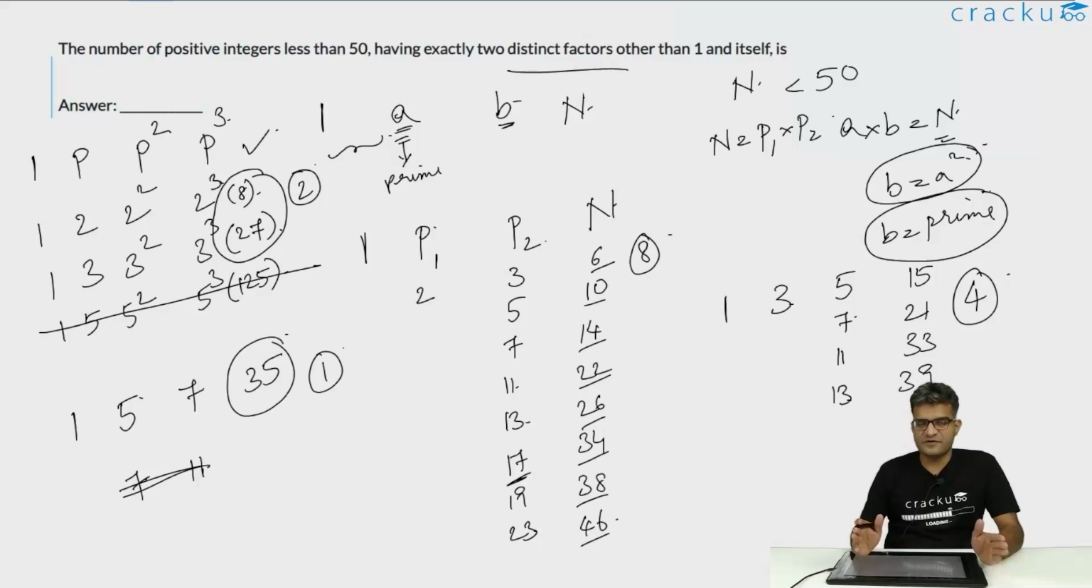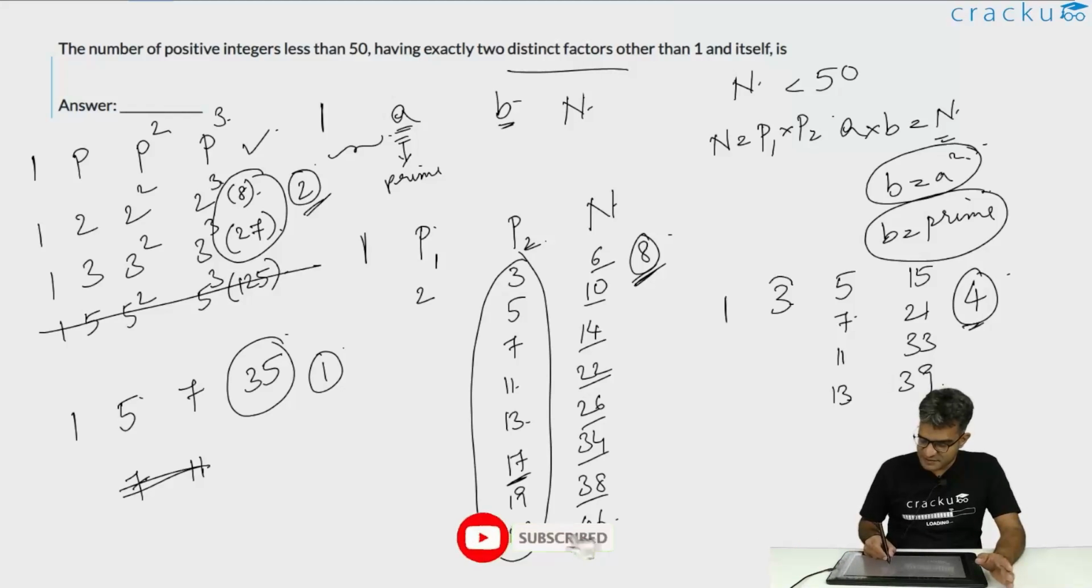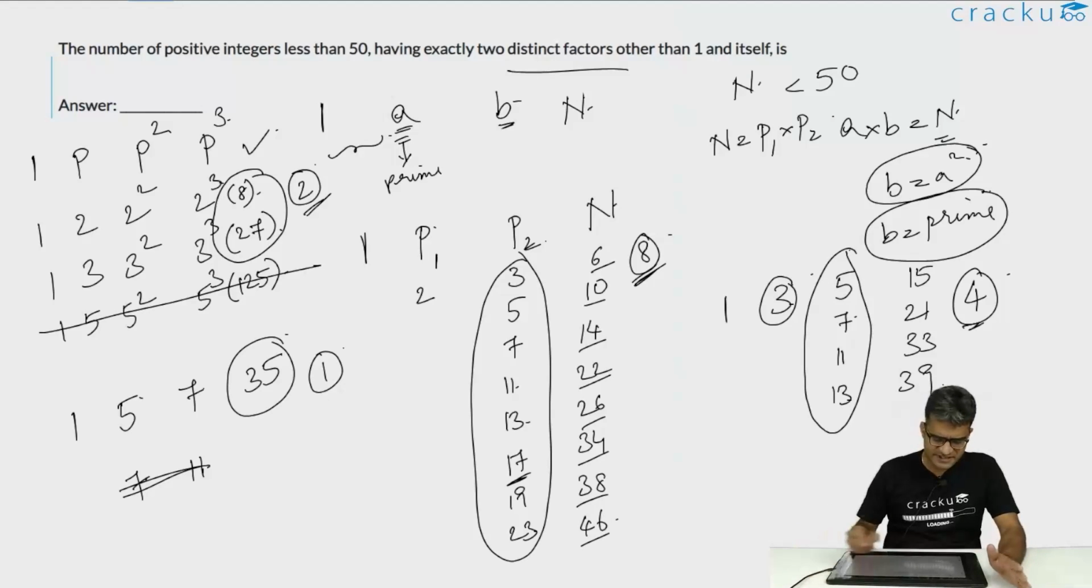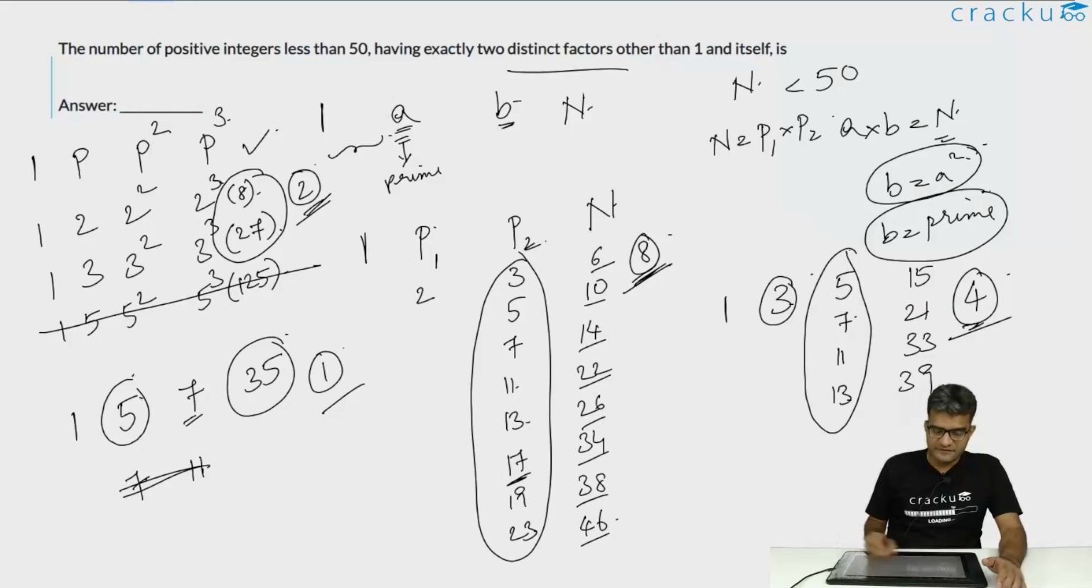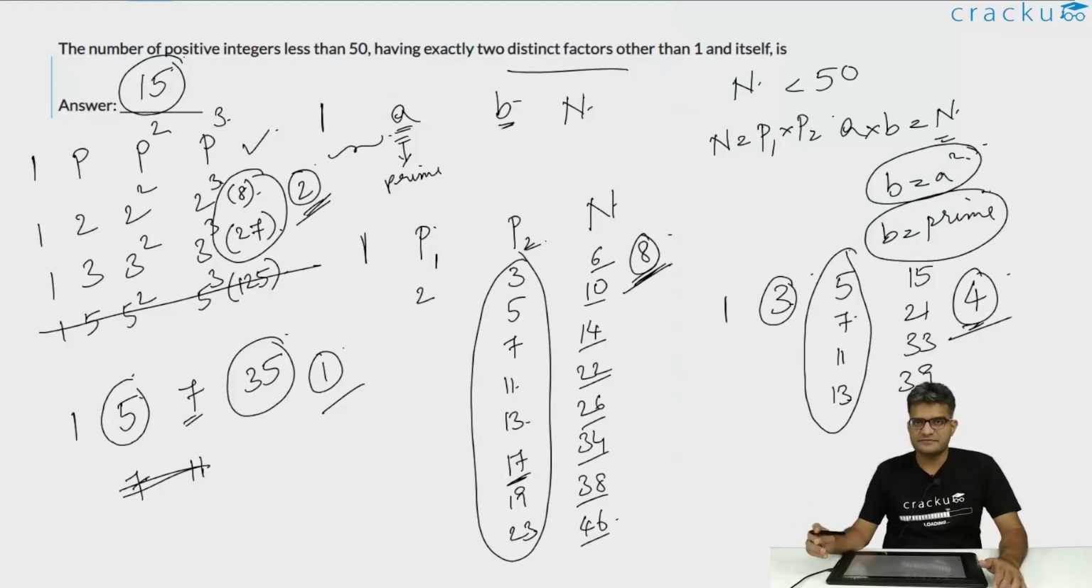This is if n is of the form p cube. So we have the 4 factors as 1, p, p square and p cube. We have 2 such cases. Or we will have 8 cases where the first prime number is 2 and the second prime number will be any one of them. We have 4 cases where the first prime number is 3 and the second prime number is either 5 or 7 or 11 or 13. And the last case is the first prime number is 5 and the second prime number is 7. So the total is 2 plus 8 plus 4 plus 1, which is equal to 15. This involves a lot of enumeration, but that is the only way to solve this question.